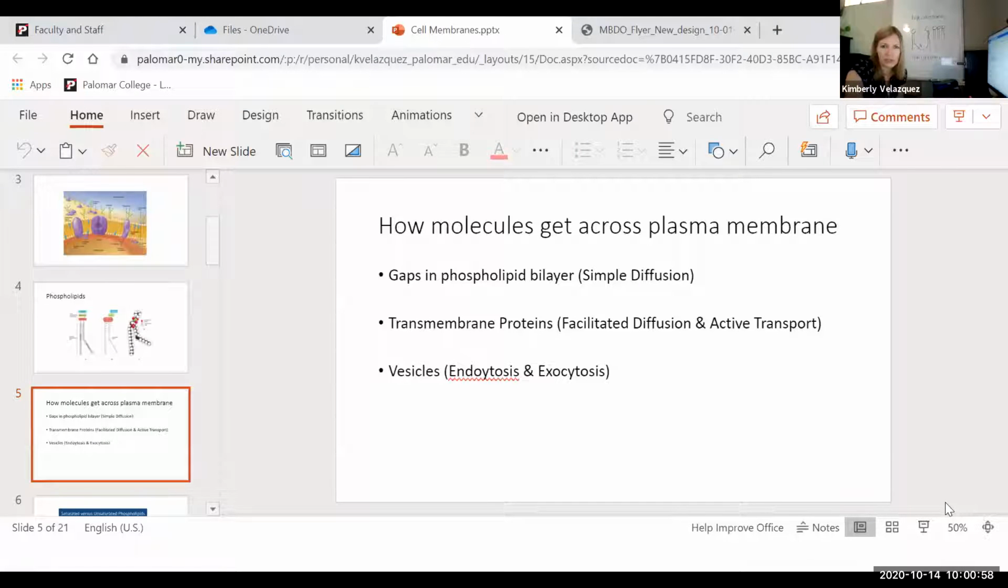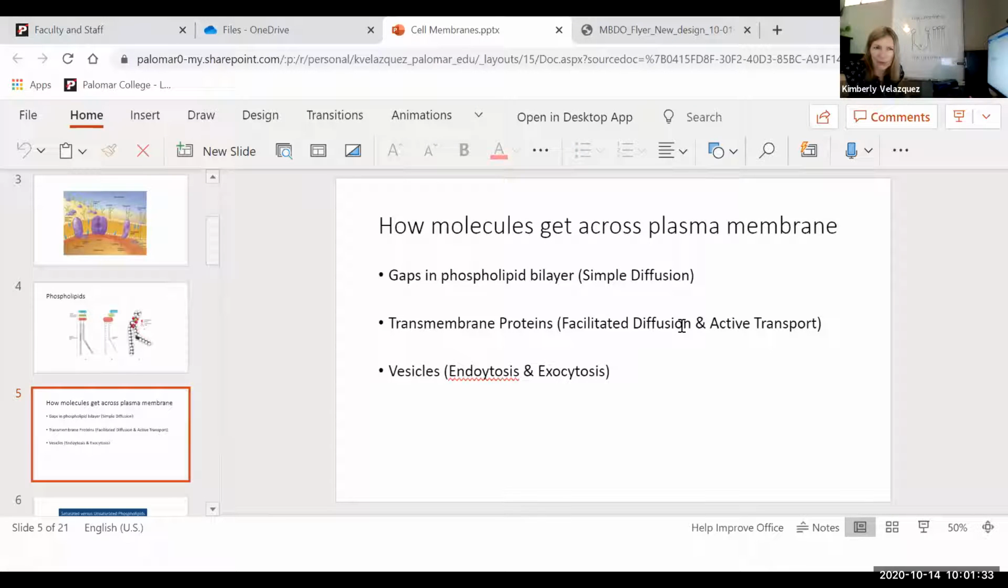So simple diffusion is going to be molecules moving from high to low concentration, and they're just moving through gaps in that phospholipid bilayer that are caused by the kinks in the tail. Then transmembrane proteins are going to be involved in facilitated diffusion. Transmembrane proteins are also involved in active transport. When we say transmembrane proteins, we're talking about those proteins that span the entire distance from inside the cell to outside the cell.